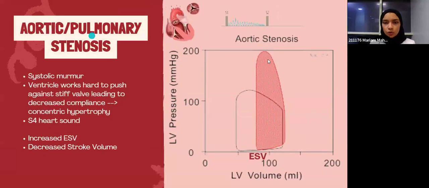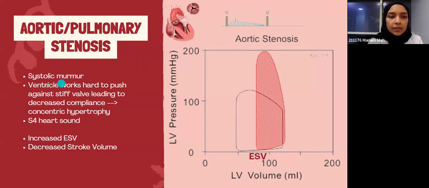So now let's go into each valve disorder and how it affects the PV loop. Aortic stenosis, we said that it's a systolic murmur, right? Because when the ventricle contracts, it will push against the aortic valve and it will cause the systolic murmur.